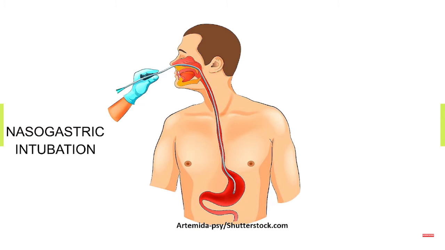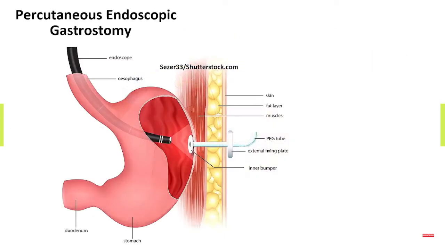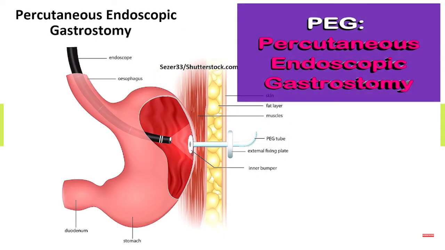So one way is through a nasogastric tube. You may see this abbreviated NGT. And this is where a tube is inserted through the nose, down into the esophagus, and into the stomach. And another popular way is through a PEG tube. PEG stands for percutaneous endoscopic gastrostomy, and this is where a tube is inserted surgically, so they insert it through the skin and it sets inside the stomach.